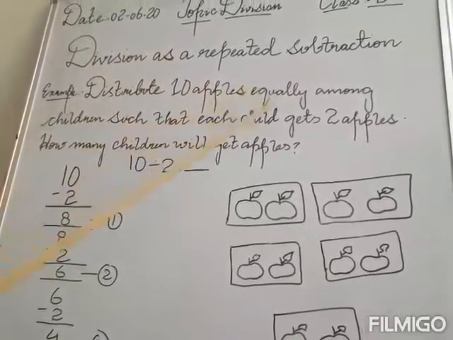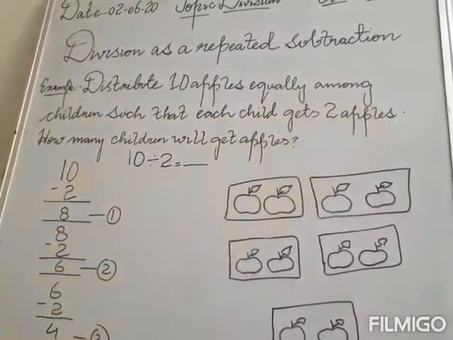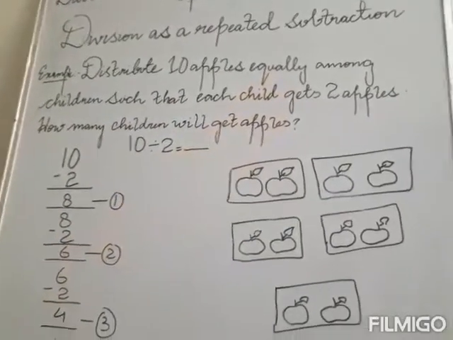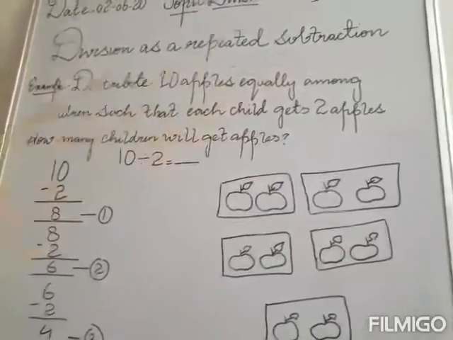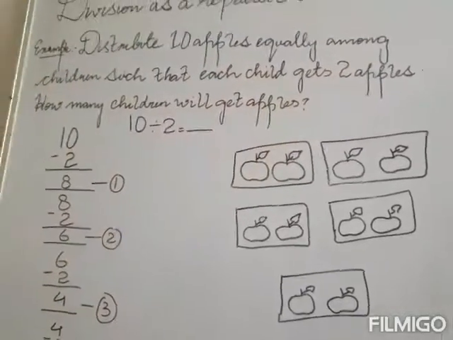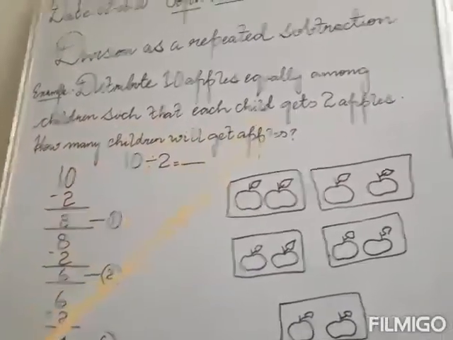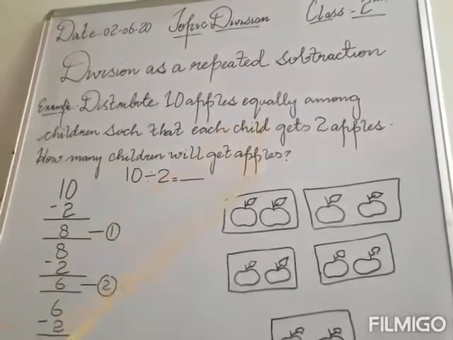Distribute 10 apples equally among children such that each child gets 2 apples. How many children will get apples? The question is saying that you have to distribute 10 apples among children such that each child gets 2 apples. Now what you have to find out? You have to find out how many children will get apples.